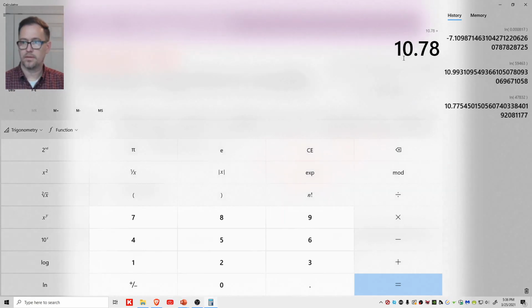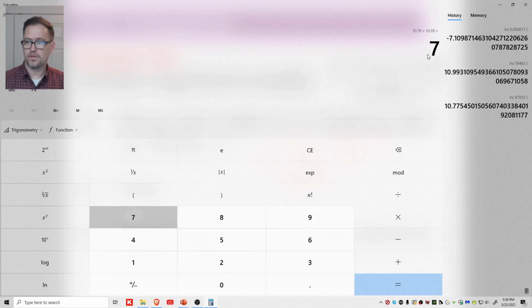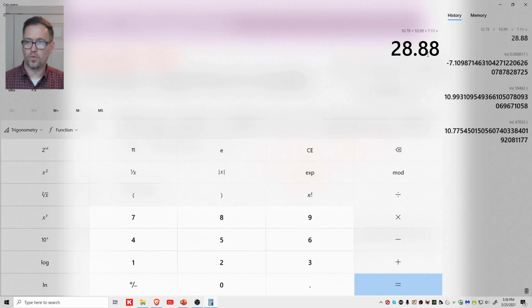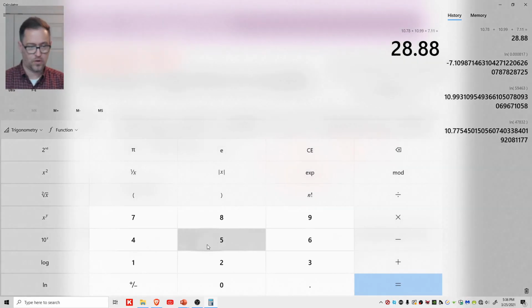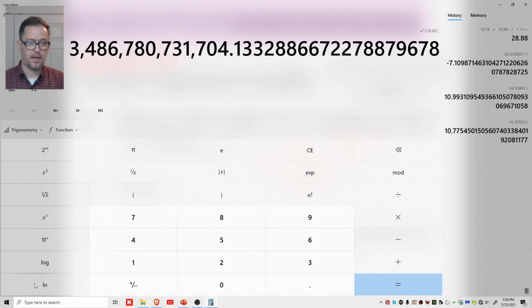10.78, 10.99 plus 7.11 equals 28.88. So then we go change this. In other words, this is e to the 28.88 power, and we're going to enter in that actual number and then inverse e. So we'll do inverse, which is second on some, and then e, and boom.